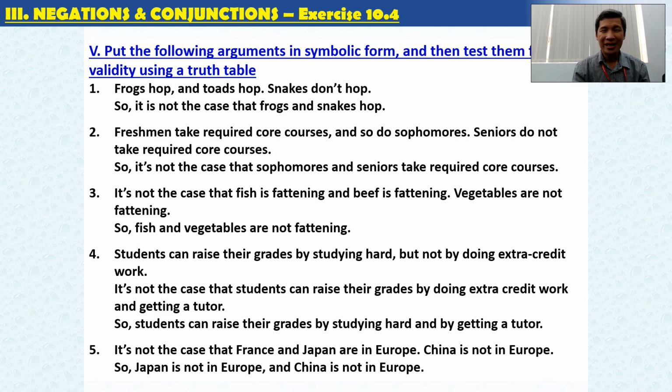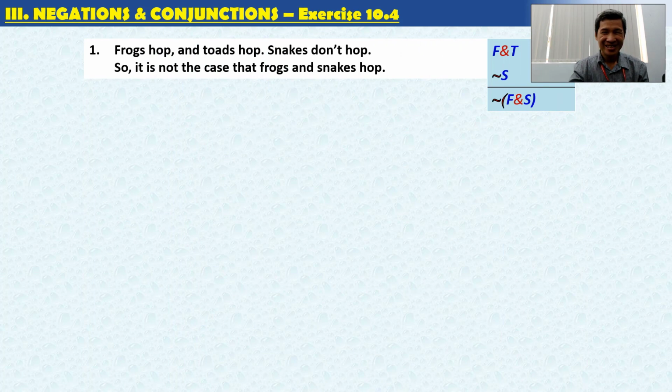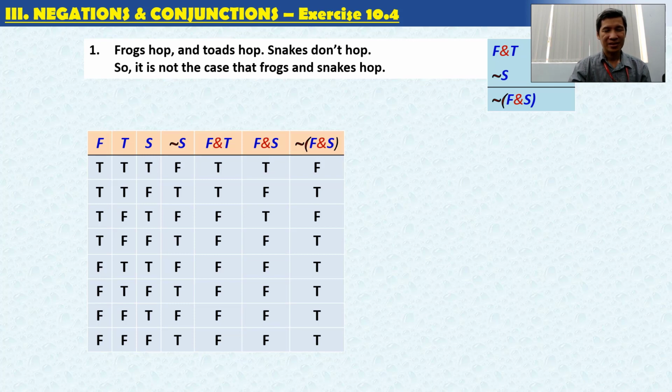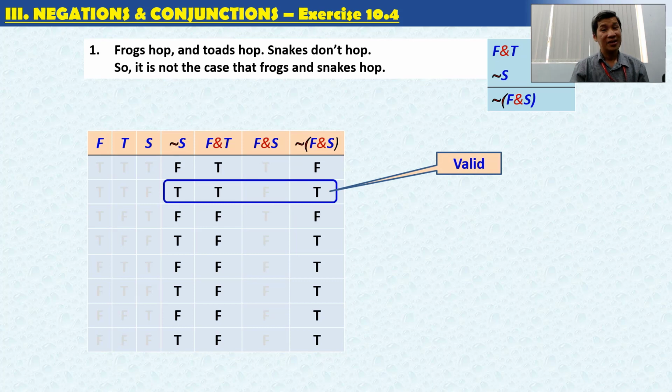Frogs hop and toads hop. Snakes do not hop. So it's not the case that frogs and snakes hop. Yeah, frog, F, T, toads, S, snakes. And remember, getting the symbolic form is also important, is it right? Yeah. Okay, here. Valid.